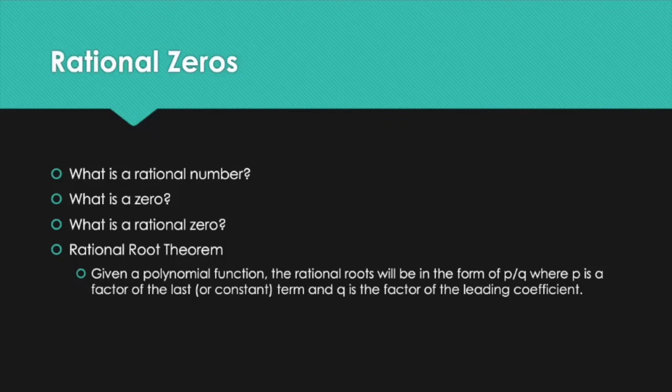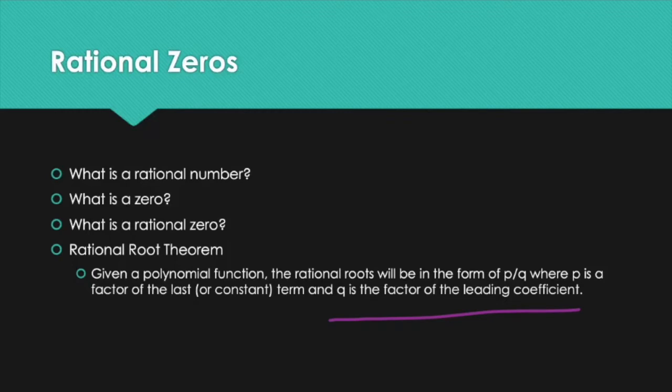The p over q is a fraction. We said we were going to have rational roots. That means we're going to have fractions. And it's defining what p is, and it's defining what q is. P is all the factors of the last or constant term, and q is the factors of the leading coefficient.